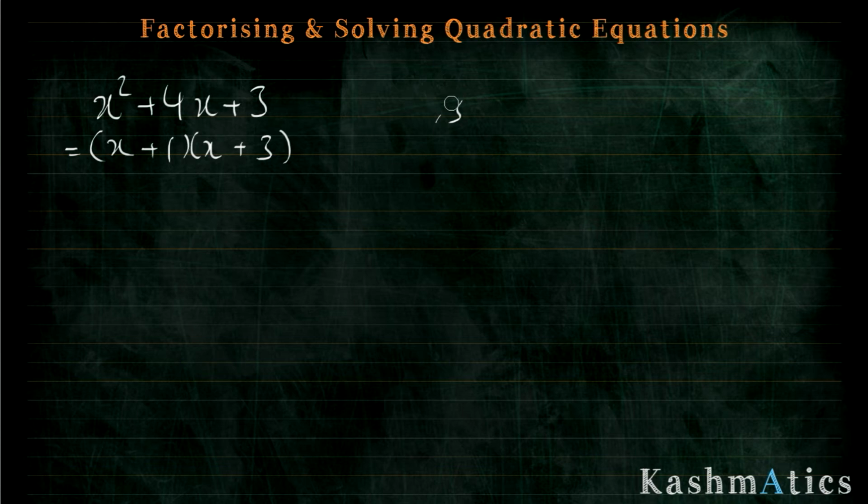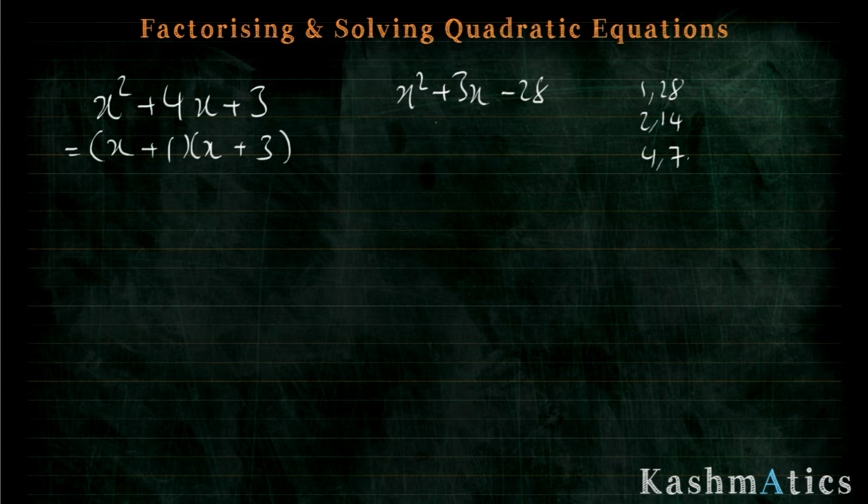In fact, I'm going to do several more. x squared plus 3x minus 28. I'm not worrying about the minus 28 just yet. So 1 and 28, 2 and 14, and 4 and 7.